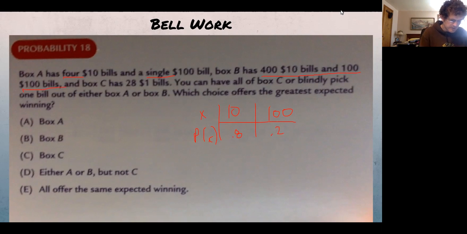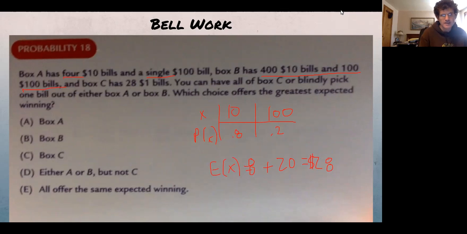So when you do the expected value for this, you can do this in your calculator. You could also just do 10 times 0.8, which is 8, and 100 times 0.2, which is 20. And when you add that up, you get $28. So $28 is the expected value for A and for B. So those two are the same.